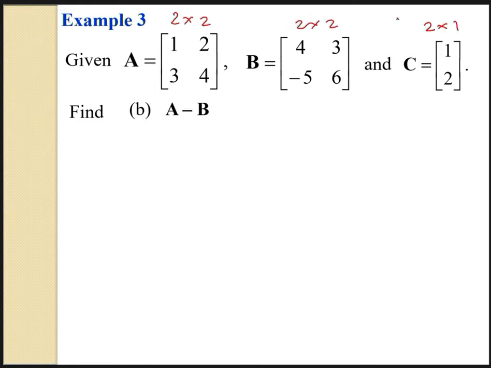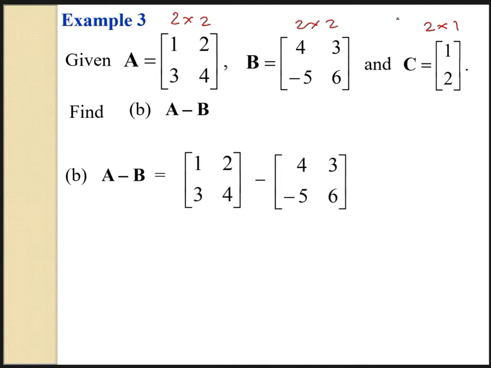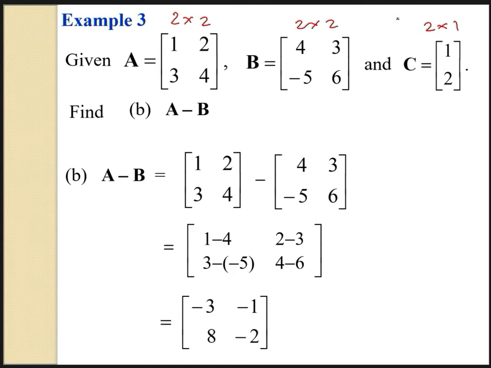Question B. Can you subtract A with B? Remember, in order for you to subtract matrices, they must have the same orders. Do we have the same orders for A and B? Well, yes, we do have the same orders. So you just have to write the A and B matrices side by side and put a minus sign in the middle, and then subtract the elements one by one. 1 minus 4, 2 minus 3, 3 minus negative 5, and then 4 minus 6. Solve this and you get the final answer.